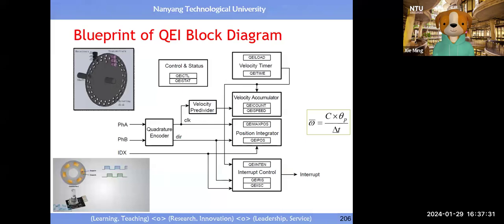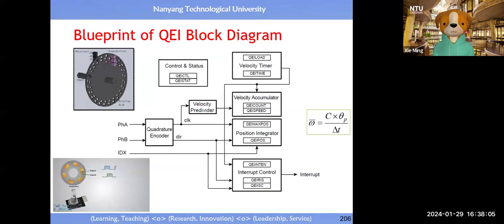Pre-divider means what? If your motor is high speed and you set the pre-divider, you slow it down, so you can still handle the interface with a high-speed motor. Understand? So this is the advantage. Inside you have a velocity accumulator, the position integrator, everything is there, and a velocity timer, and inside you have a QEI load. Okay, everything is there. But pay attention.